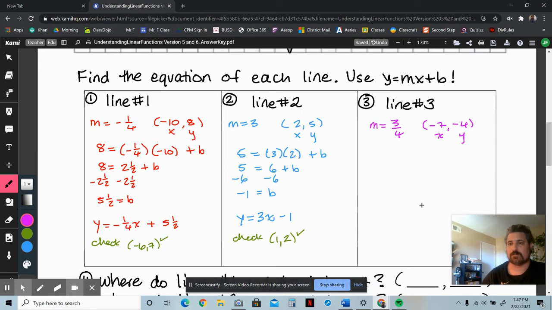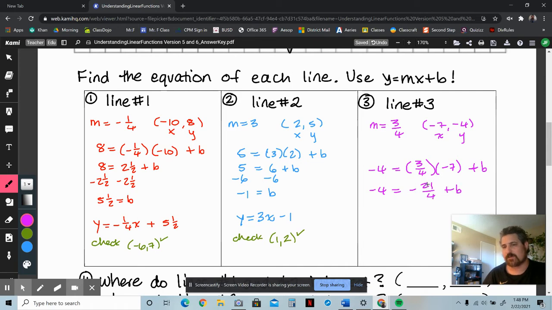So for this particular equation of a line, we know that the y value is going to be -4 when the m is 3/4 and the x value is -7. And then obviously we have to add our y-intercept to that to get it all balanced out properly. So 3/4 times -7 is going to be -21/4. So this is -4 equals -21/4 plus b.